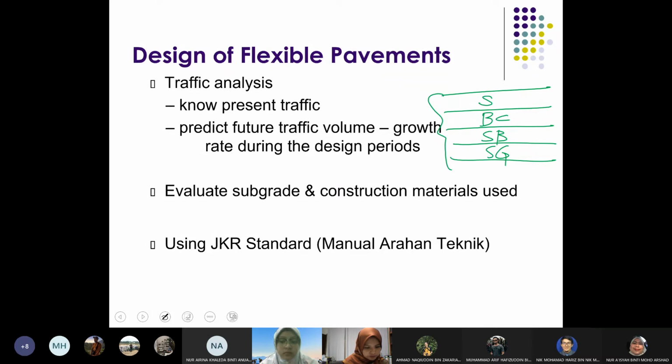In order to design, what should you know? You should know the present traffic. Berapa banyak bilangan kenderaan di atas jalan tu. Kalau you nak buat jalan tu nak last for 20 years, you need to have a prediction of 20 years time punya traffic volume. This is the future traffic volume. Dia kena tahu yang current, existing, and also future. Kalau nak untuk 20 tahun, kena predict for 20 tahun. Then you can evaluate the subgrade and construction material use. You nak guna material apa. And use the JKR standard.